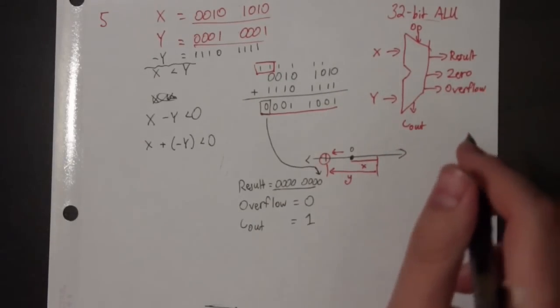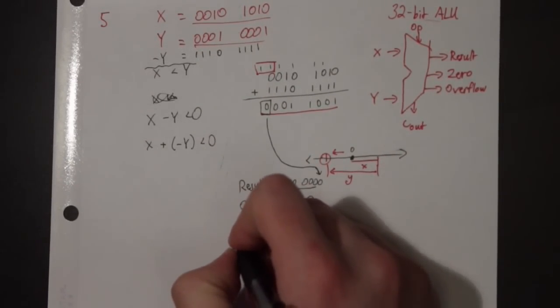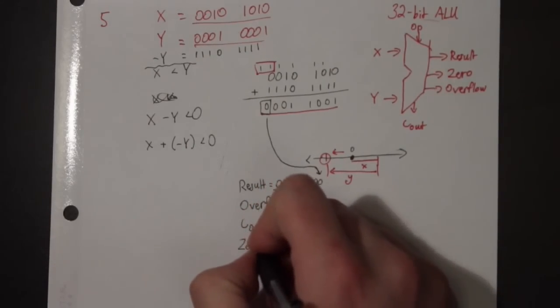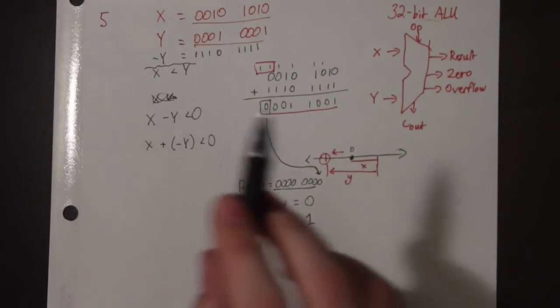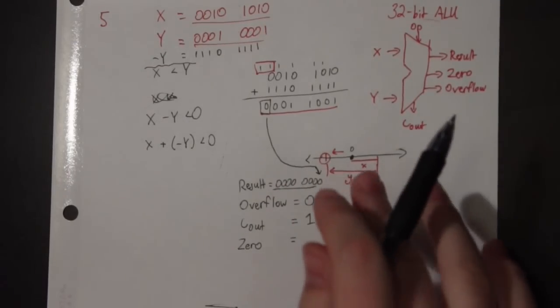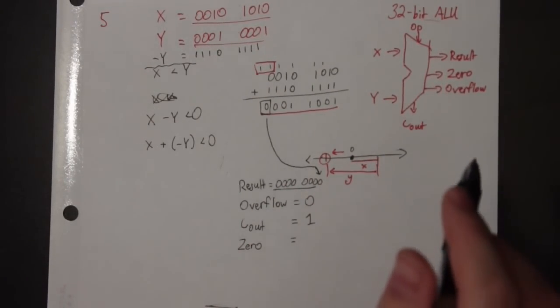Now we do have one more output, and a lot of people get confused by this. It's the 0 output of the ALU. This is usually used in equality checks, where we'll subtract one number from another, and if the result was 0, we know those two numbers were the same. That's how comparisons are done in the ALU for equality.